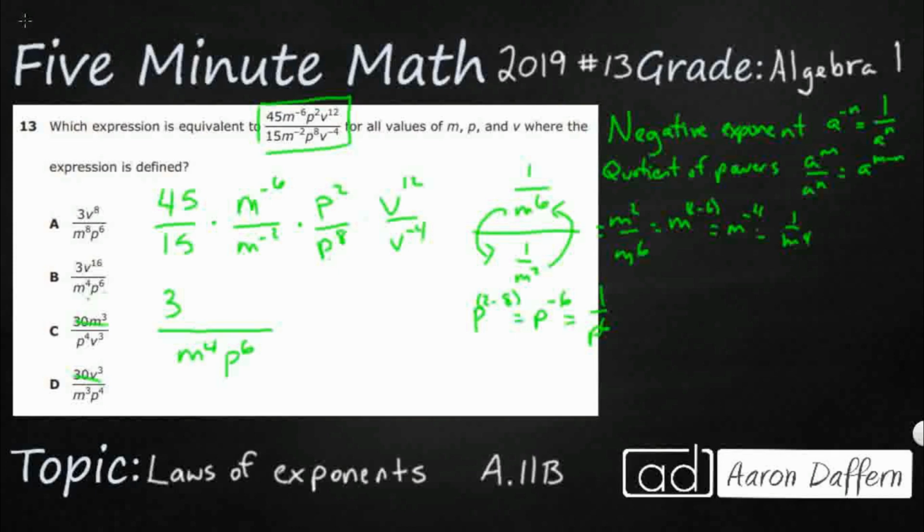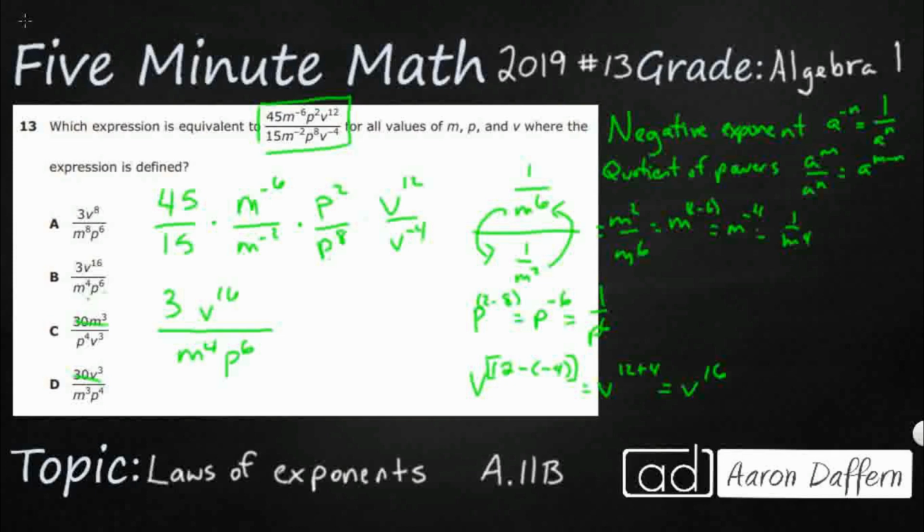Let's just check my v. My v is going to be, and I can still subtract, even though there's a negative down there, v to the 12 minus negative 4. Well, 12 minus negative 4 is the same as 12 plus 4, which is v to the 16. Now, it's not a minus, it's a positive, so we're going to put it up here at the top.